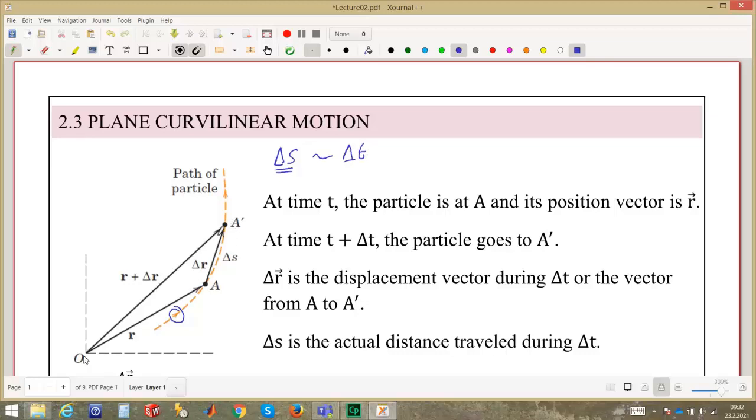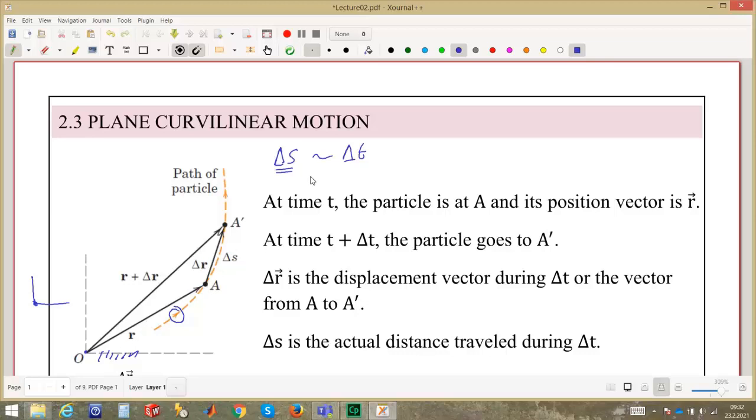Now, an observer at an inertial frame, so this is our inertial frame, and the observer is at point O. It could be in another frame of observation as well, but let's say this is our frame of observation. Now, this observer will observe the position of A at time t with this r vector.